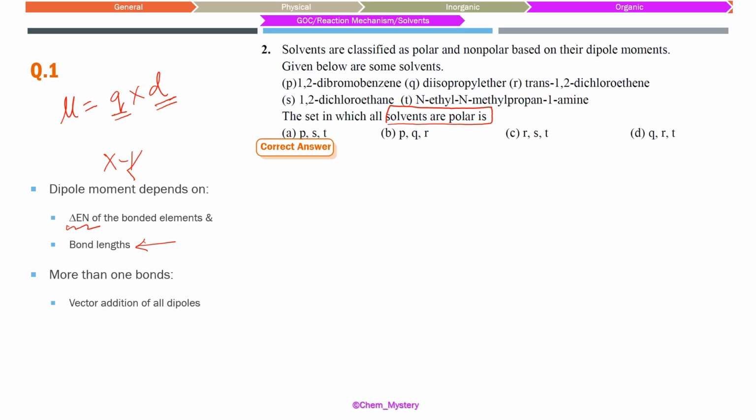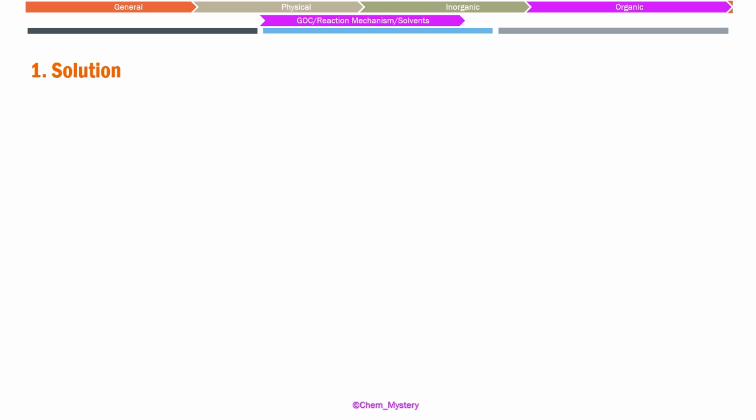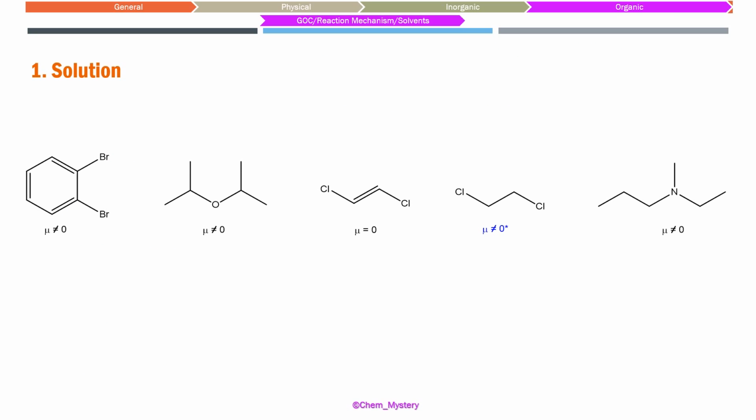Also, when we have more than one bond present, say a compound like EX3 or EX4, then we have to do the vector addition of these different dipole moments. So using these two or three things, we should be in a position to decide which compound will have polarity and which will have no polarity, or which will be non-polar. So here are the structures of all these compounds. The options which we have been given were P, Q, R, S, T.